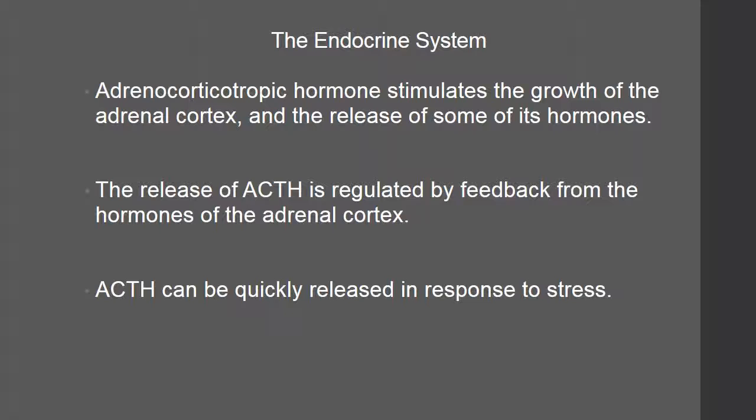The adrenocorticotropic hormone will stimulate the growth of the adrenal cortex and the release of some of the adrenal cortex's hormones. The release of ACTH is going to be regulated by negative feedback from the hormones of the adrenal cortex. And ACTH can be quickly and copiously released in response to stress. ACTH is the stress hormone, often referred to as that as well.